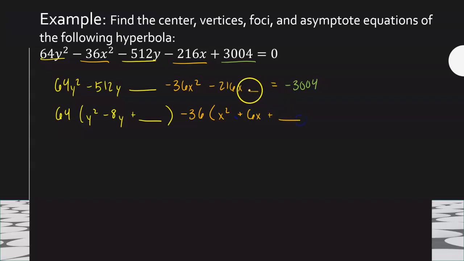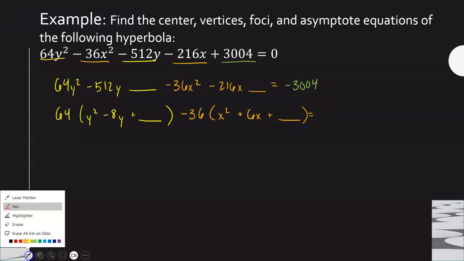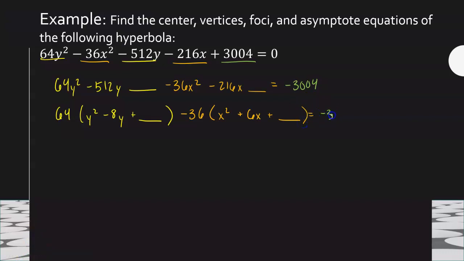So then we're going to add something here. So negative 3004, and then we're going to add two values here. To figure out what we add, let's go back and complete the square. In that first set, remember we take half of our b value, so half of negative 8 is negative 4. We square that and we get 16.